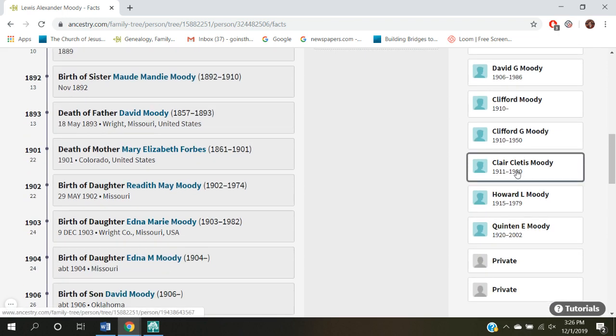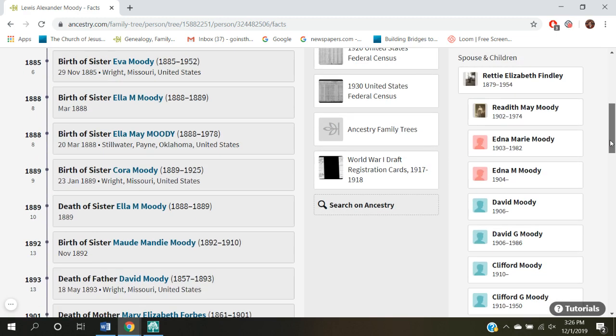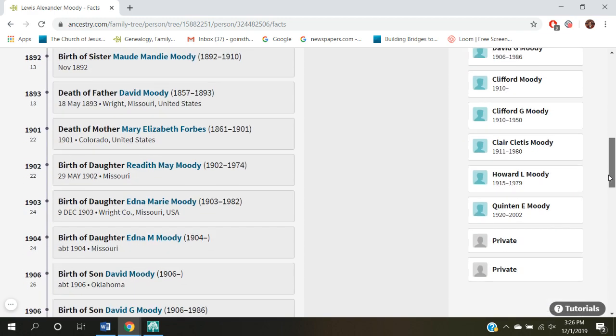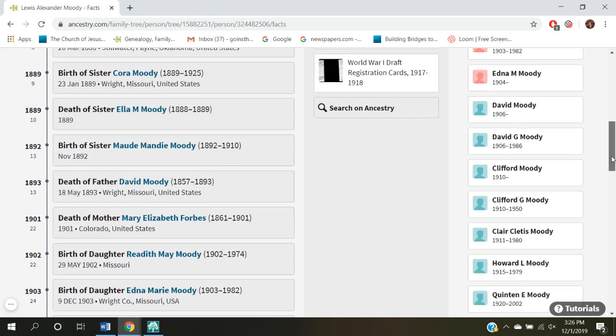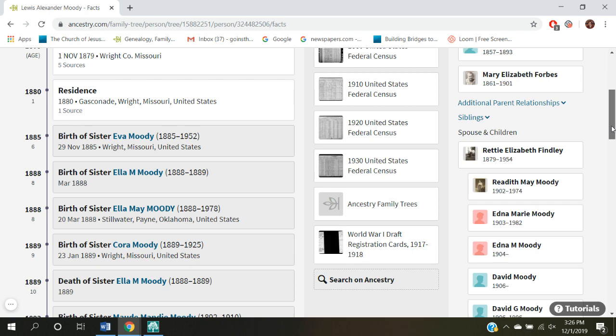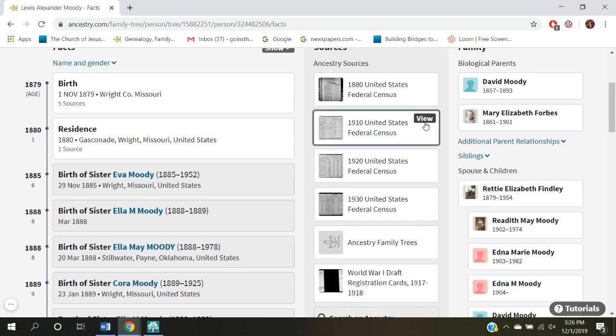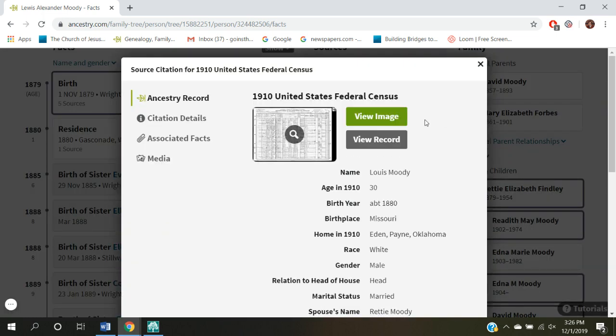We have a Claire Cletus Moody, a Howard L. Moody, and a Quentin E. Moody. Now, the best way to find out if these people were really their children, we have births between 1902 and 1920. So you want to go up here to the 1910 census for Louis Alexander Moody and his wife, Retta Elizabeth Finley, and see if there were any children listed on this census. I'm going to go to the view record first.